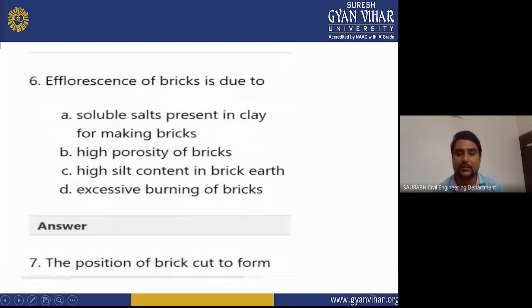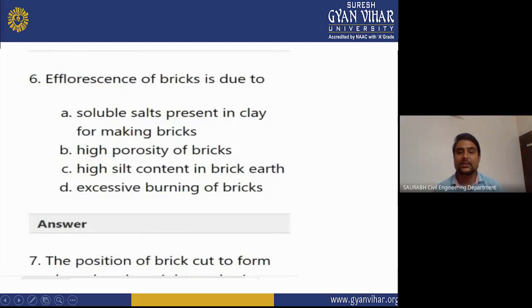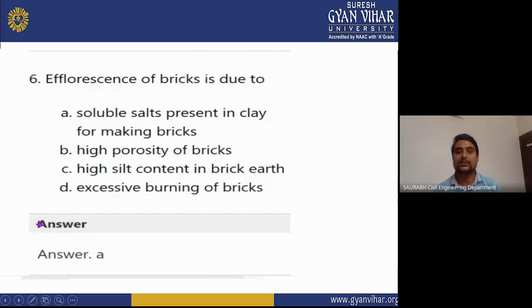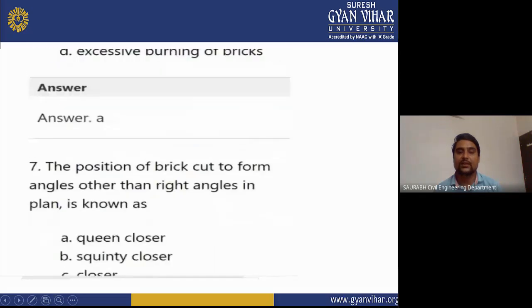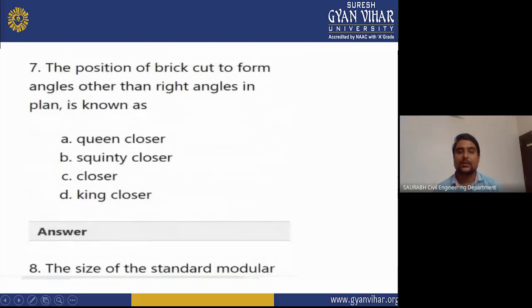If efflorescence of brick is due to, what is the reason here? Soluble salt present in the clay for making brick, high porosity of brick, high silt contained in brick earth, and excessive burning of clay. Let's see what will be the right answer. The right answer will be soluble salt present in the clay for making brick. Efflorescence happens due to soluble salt present in the clay for making a brick. Now come on the next question.